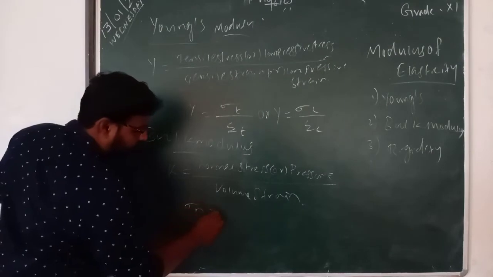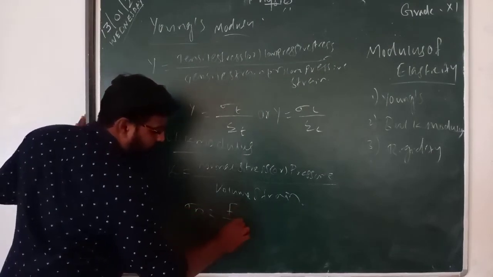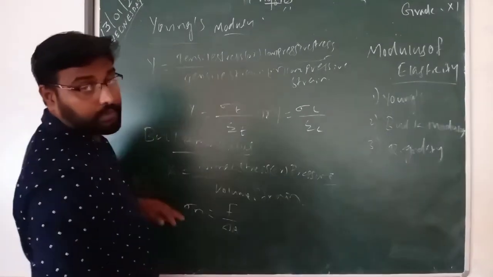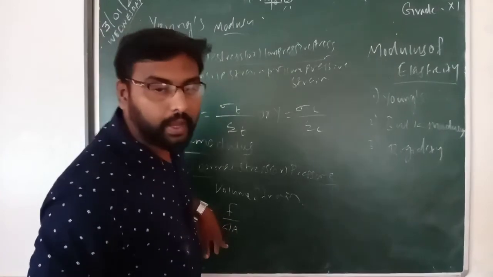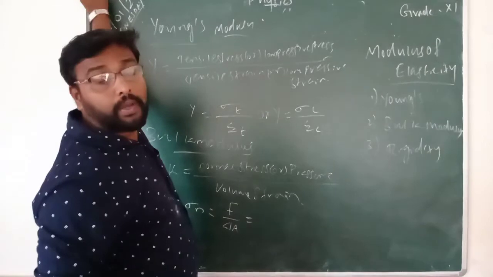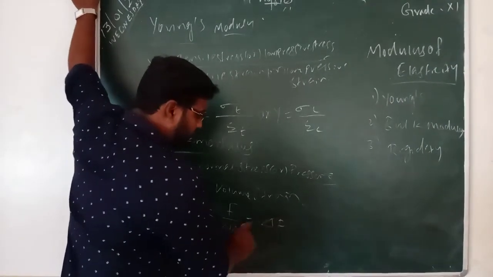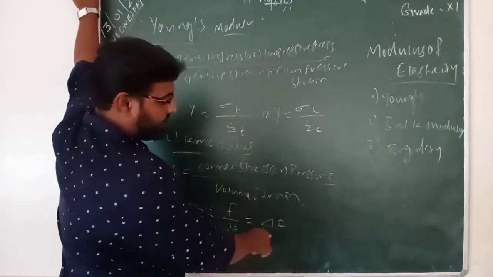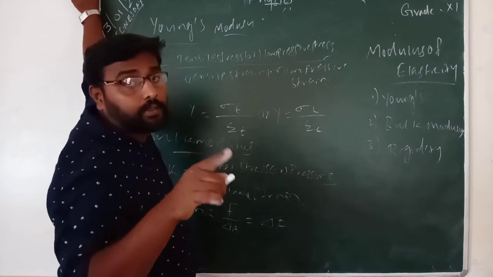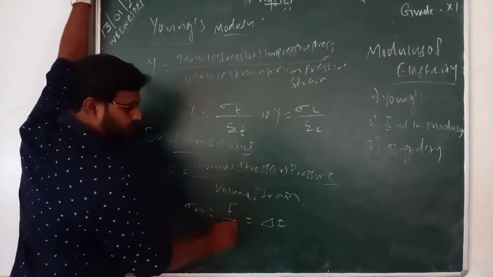Normal stress means what? F by delta A. This is what normal stress is. F by A means what? Force by area is called pressure. So you can write this as pressure. Here delta A means change in area, so you can use change in pressure, delta P.